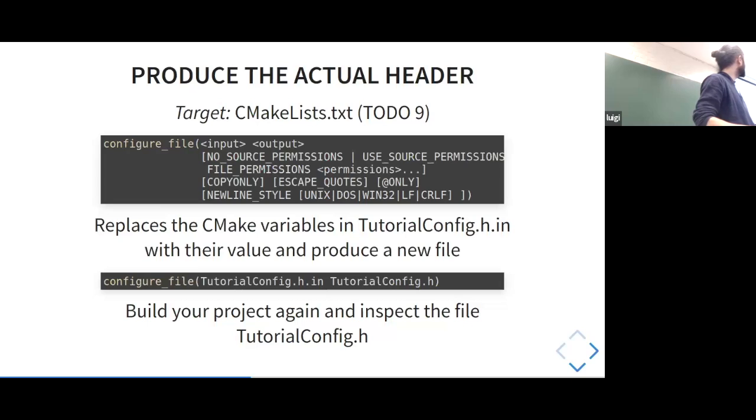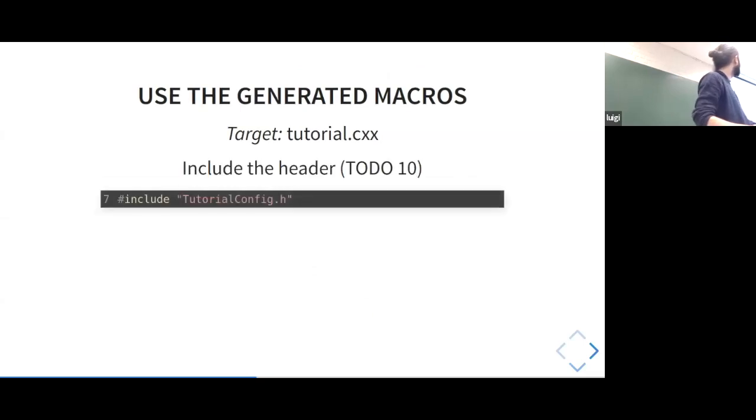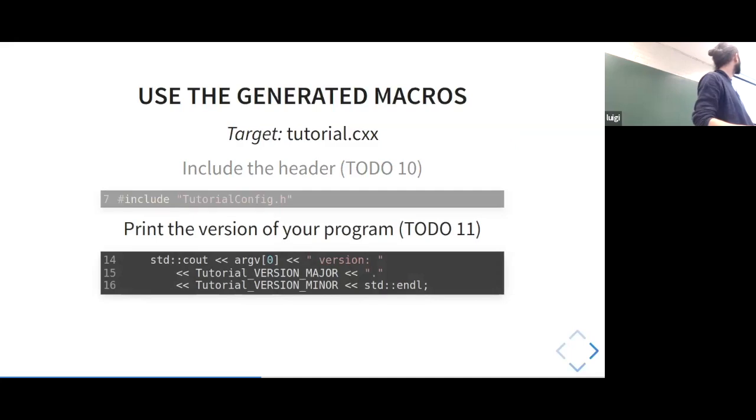So if you build your project again, everything should build as usual because we don't use that file yet. But if you inspect the content of build one, you should see a new file now that is tutorial_config.h. And if you inspect that file, you would see the two numbers, 1 and 0, for the major and minor versions. And why is that useful to us? You could ask, since we don't even use it so far. Well, the thing is, now we can do this. We can include tutorial_config.h, even though it's actually not present in the source code, and we can use it. So that's in tutorial.cxx, the 10th and 11th to-dos.